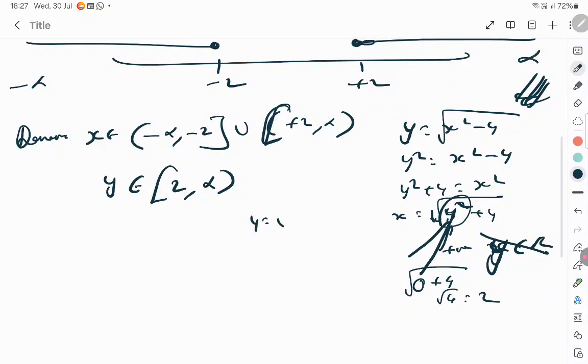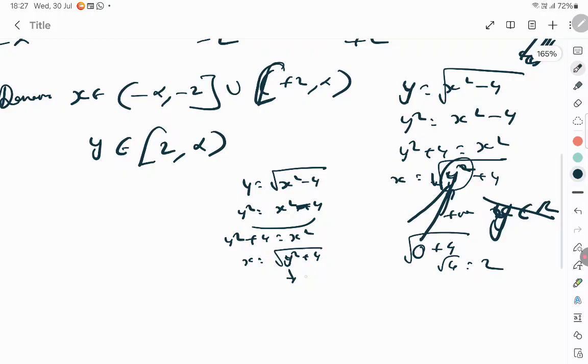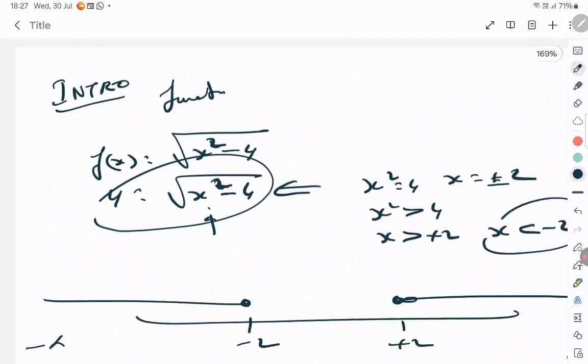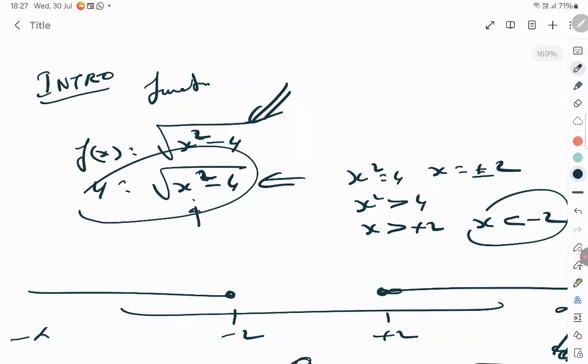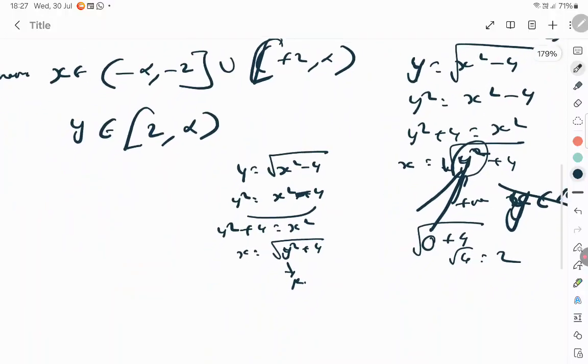Y is equal to root of x square minus 4, square both sides. You get it like this, x square minus 4, take it, that's it. Y square plus 4 is equal to x square. X is equal to root of y square plus 4 shows that y can take any real number, correct? Y can take any real number, but however square root functions, whenever they give you square root as a function, the f of x will always be positive numbers only. It will never be negative. By definition it's like that.